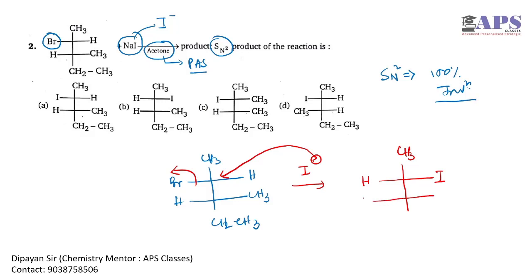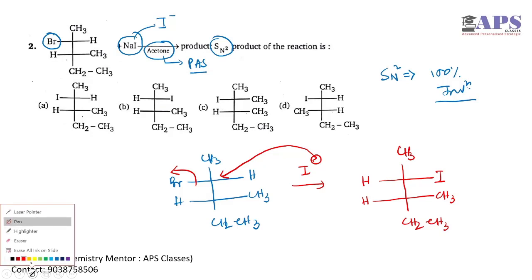This hydrogen will remain in the same position. This methyl will remain in the same position. There is no change for the position of ethyl. So this is a pure case of SN2 reaction where we have seen that the inversion product is formed, and this structure is identical with option B. So B will be our answer.